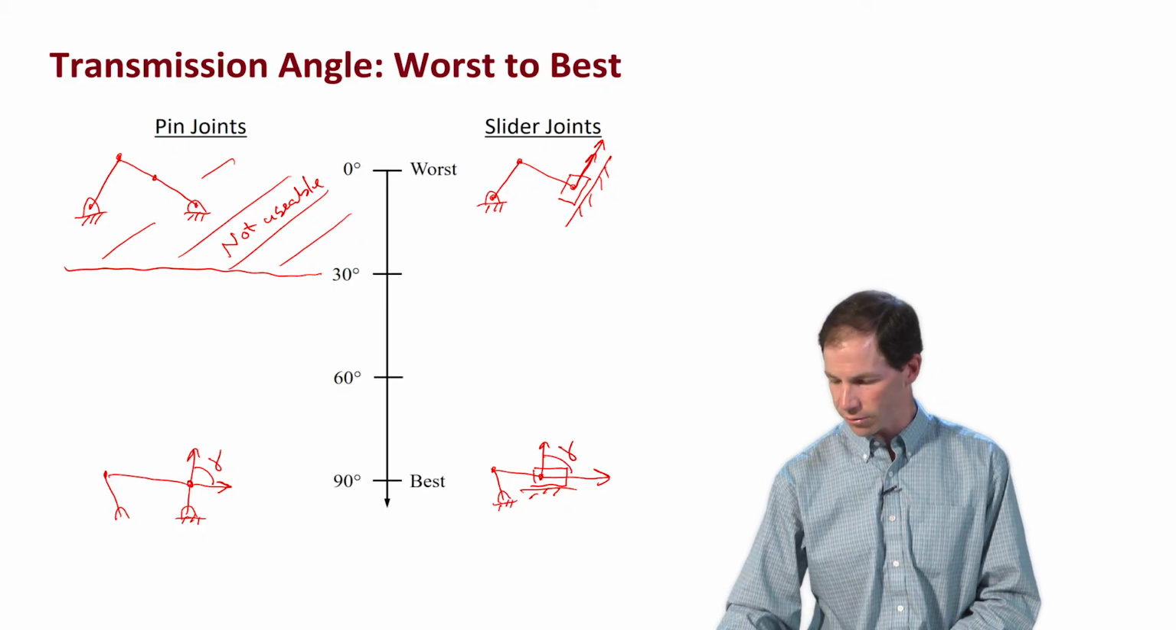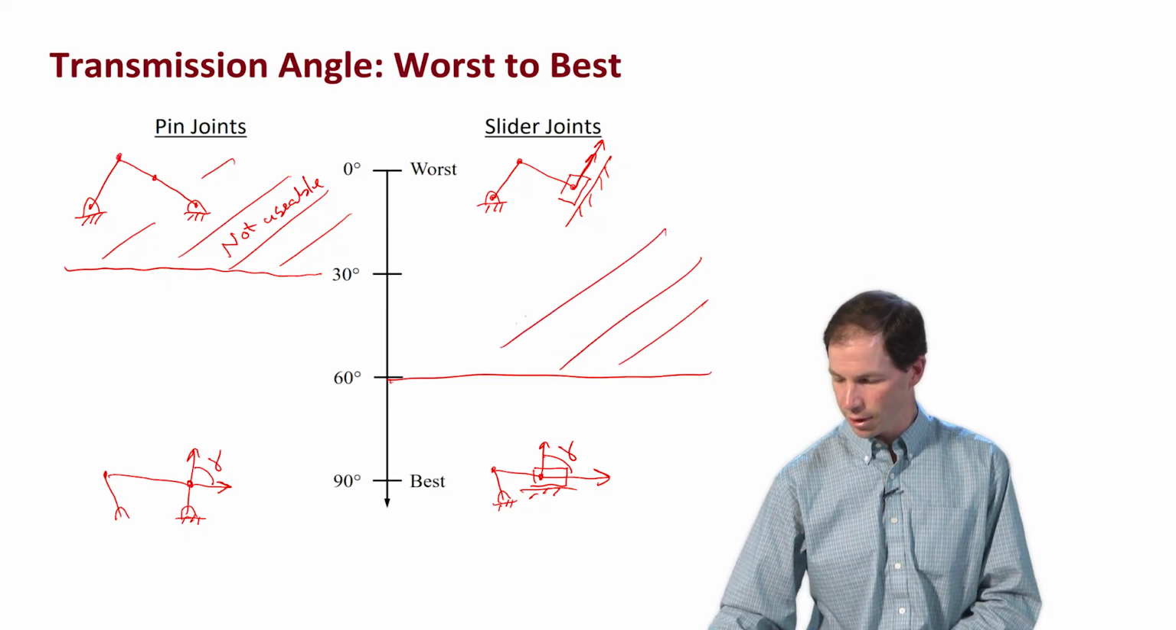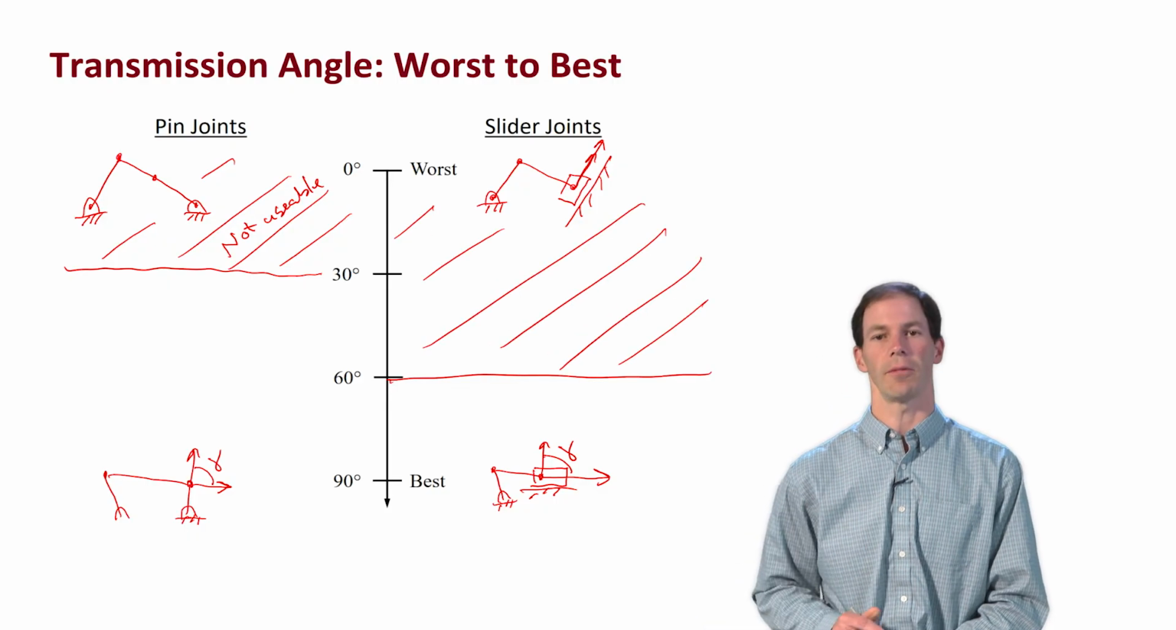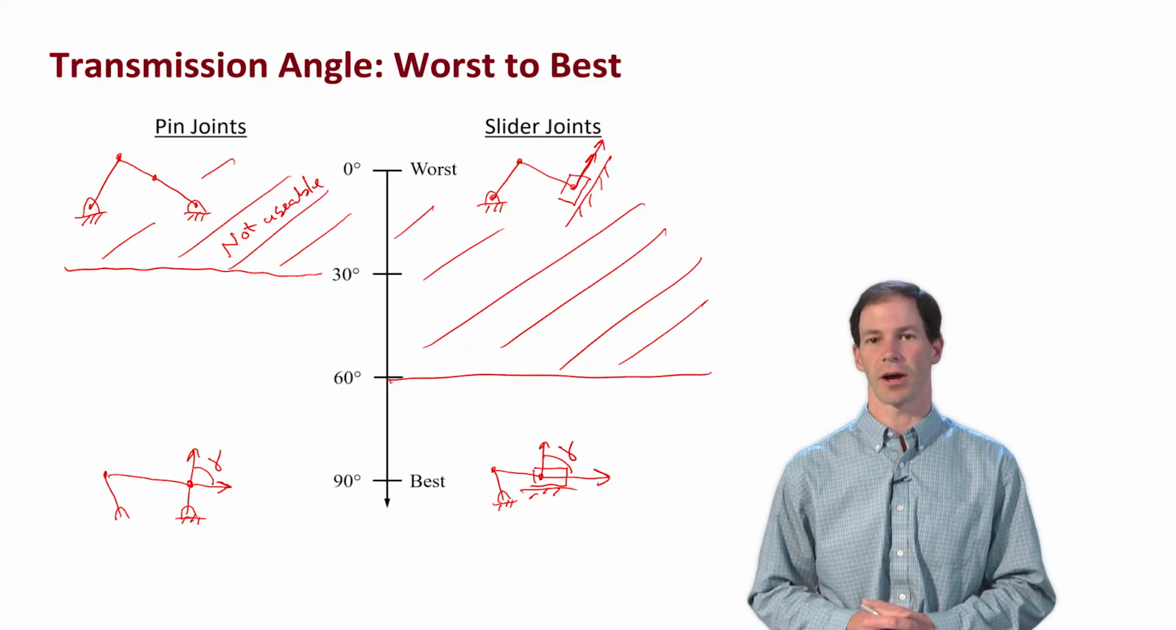So with the slider joints, I basically have to restrict this somewhere around 60 degrees and say anything less than 60 degrees I really don't want to be operating because I have too much friction in a slider joint and I will cause the mechanism to bind up.